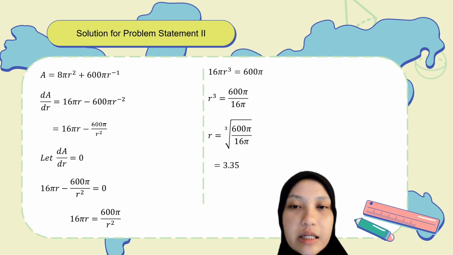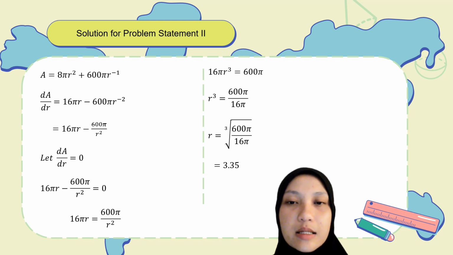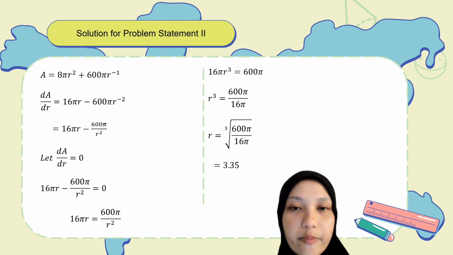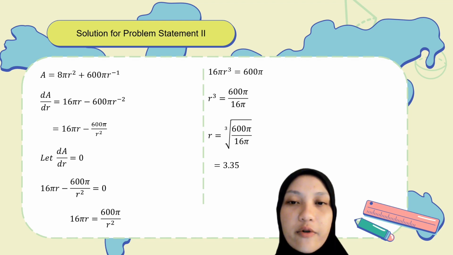We have to differentiate 8 pi r to the power of 2 plus 600 pi r to the power of negative 1, and we get 16 pi r minus 600 pi r to the power of negative 2. Since r has a negative power, we need to bring it down to be 16 pi r minus 600 pi over r to the power of 2.